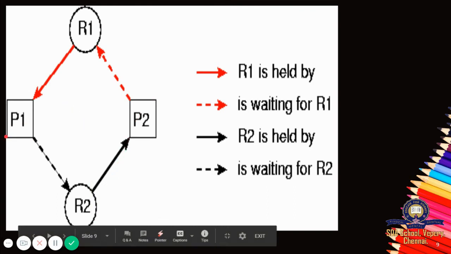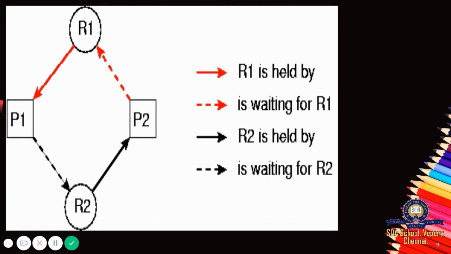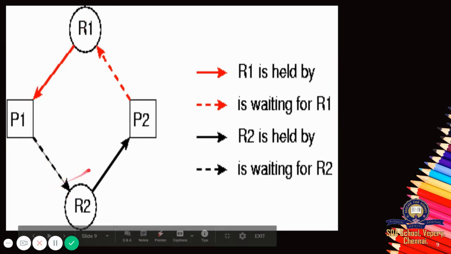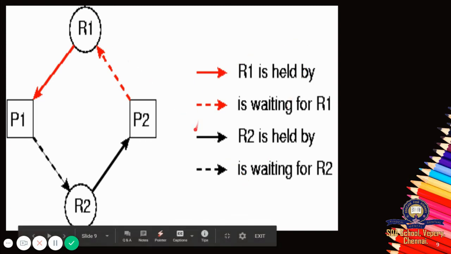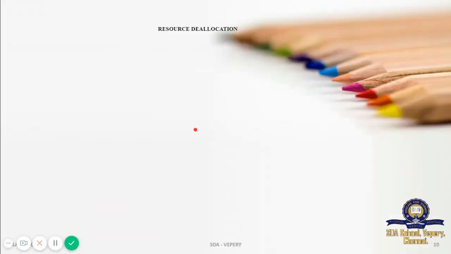For that we have some solutions. So process 1, when it is occupying resource 1, that resource must be freed, let go, and only then can it occupy resource 2. In the same way, R2 must be released by P2 so that it can hold R1. Okay, this is a simple example of overall resource allocation.